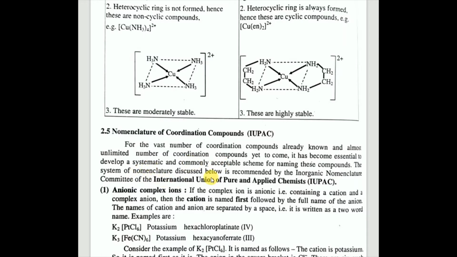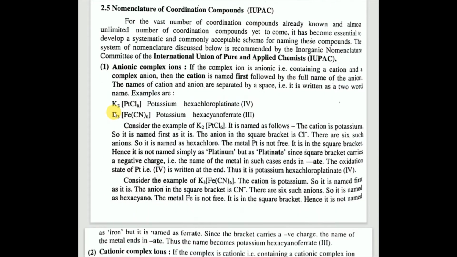Therefore, there is a committee, the Inorganic Nomenclature Committee of the International Union of Pure and Applied Chemistry, which we call IUPAC. According to this IUPAC committee, there are certain rules. So first we'll see the naming of anionic complexes. Friends, the complex ions are of different types: cationic complex ion, anionic complex ion, and non-ionic complex. First we'll see how to write the IUPAC name of anionic complex ions.